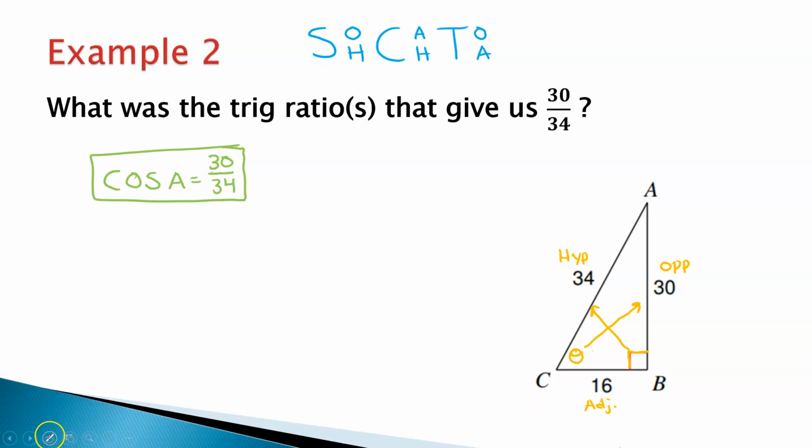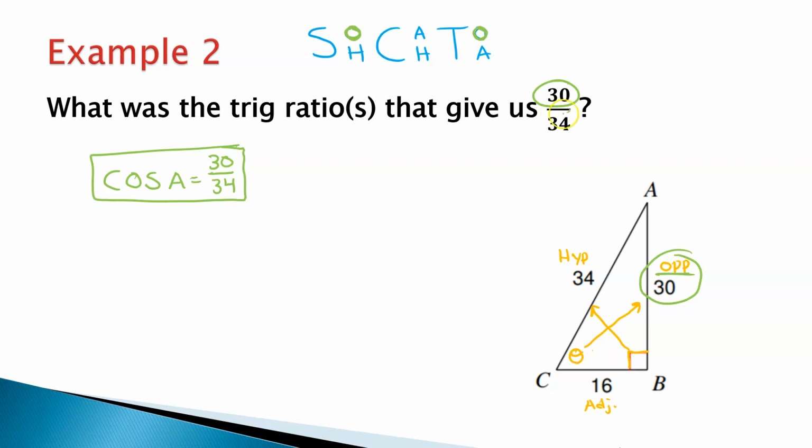Okay, now let's think about this for a minute. They're asking us what gives us 30 over 34. Well, if I take a look first at 30, the top number, if I find it in my picture, 30 represents my opposite. Which ones have opposite up above? Well, I see the O in sine, and I also see the O in tangent. So it's going to be either sine or tangent.